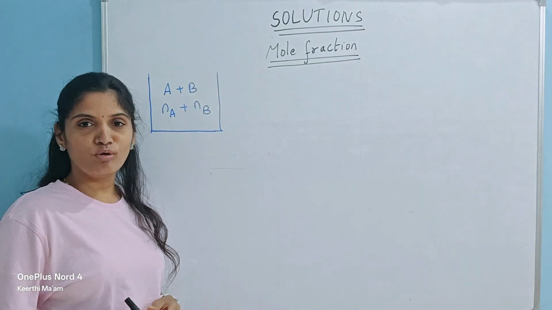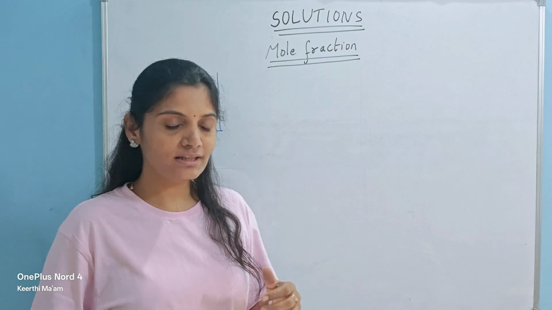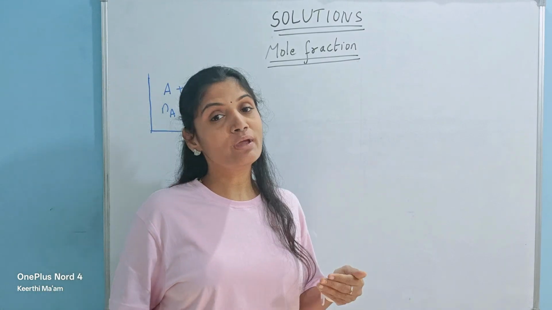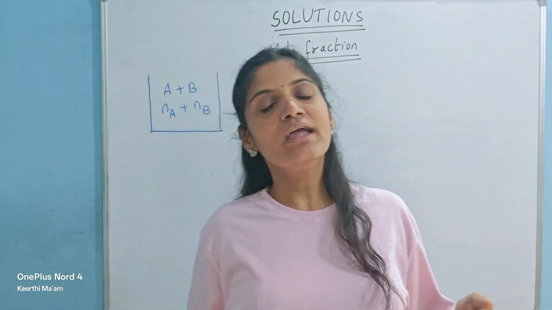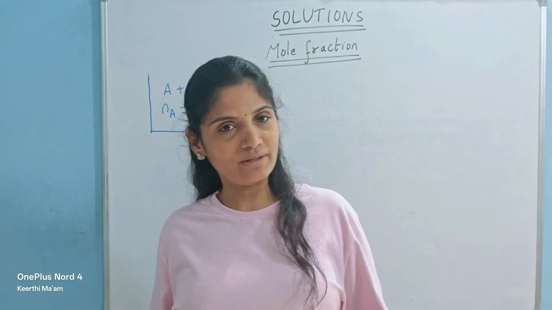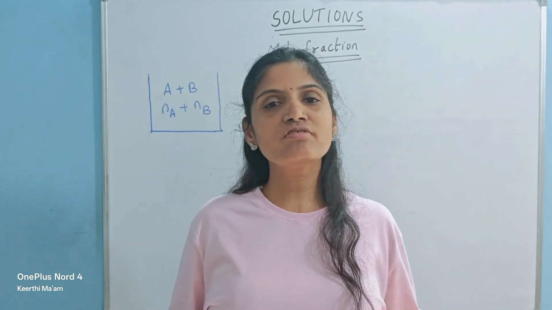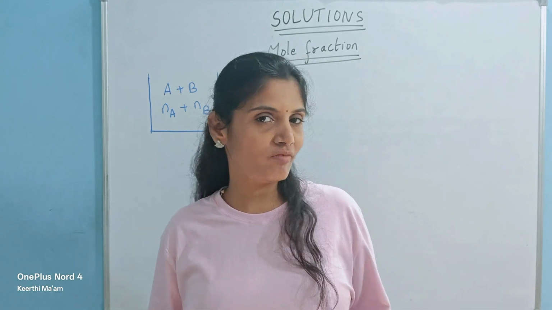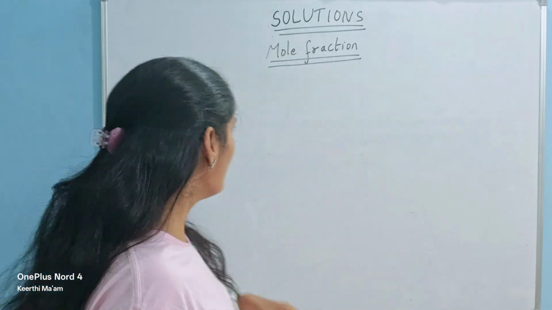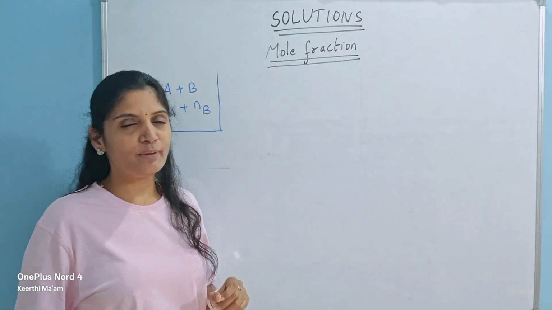Now, when we talk about mole fraction, as I have been telling you from the starting of the solutions chapter, in this chapter mainly we will be dealing with binary solutions. What do you mean when I say binary solutions? In binary solutions, we have only two components, A and B. One will be solute and the other will be solvent. The one with the highest number of moles will be solvent and the one with the least number of moles will be solute.